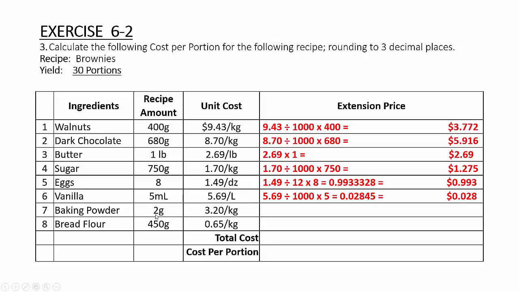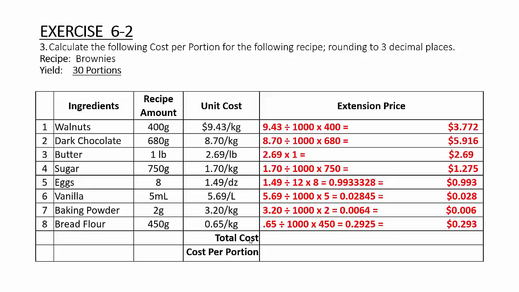Baking powder, 2 grams. We paid $3.20 per kilogram. 3.20 divided by 1,000 times the 2 grams that we're looking for. There is the extended price for the baking powder. And finally, for our flour, we need 450 grams. We paid 65 cents per kilogram. 65 cents divided by 1,000 will give us the cost of 1 gram. Let's multiply it by the 450 grams we're looking for. There's the extended price rounded to 3 decimals for the bread flour.